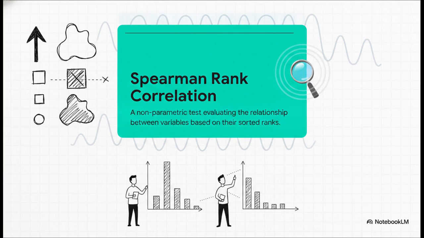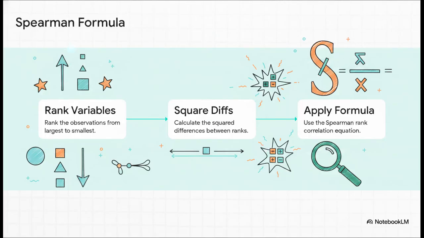Instead of testing the raw numbers, which could be massively distorted by just one crazy outlier, the Spearman test looks at the relative positions of the data. By converting raw values into ranks, we completely mute the impact of those extreme outliers. Okay, let's dive into this incredibly simple 3-step recipe. It essentially applies the standard correlation logic, but replaces chaotic raw data with a cleanly ranked order. First up, you rank your observations from largest to smallest for both variables.